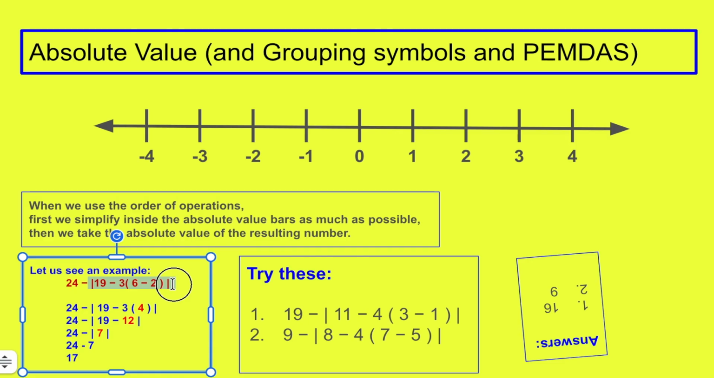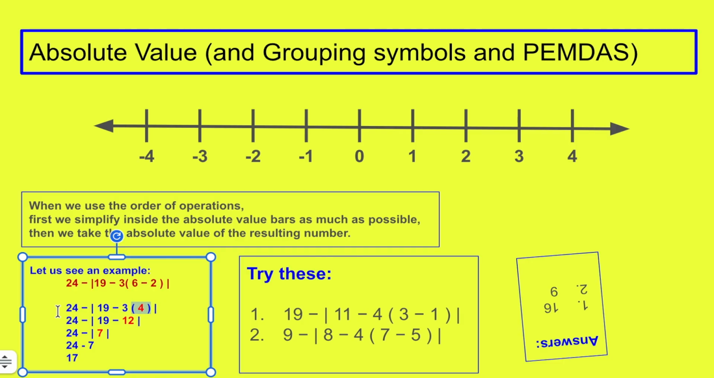And within this, what is the smallest one that we have to do? First thing which we have to do, parenthesis. Remember PEMDAS, parenthesis. So 6 minus 2 is what we will first do inside the parenthesis. That becomes 4. 19 minus 3 remains the same, 24 remains the same, everything else remains the same, even the absolute value still remains because there is more to do.